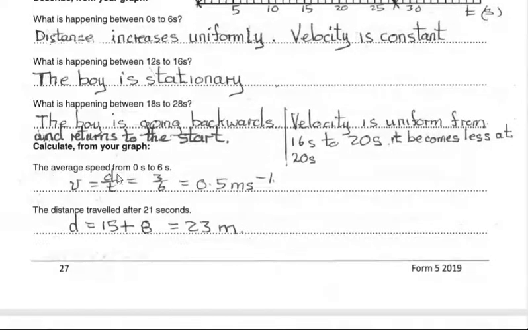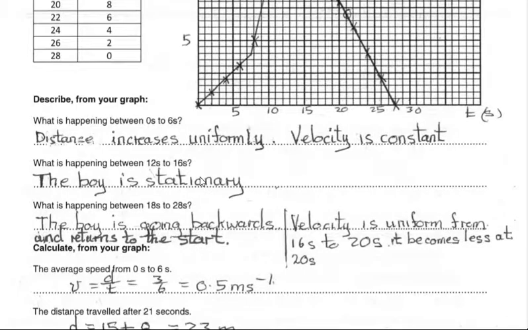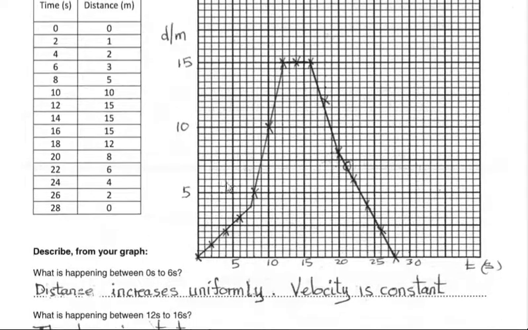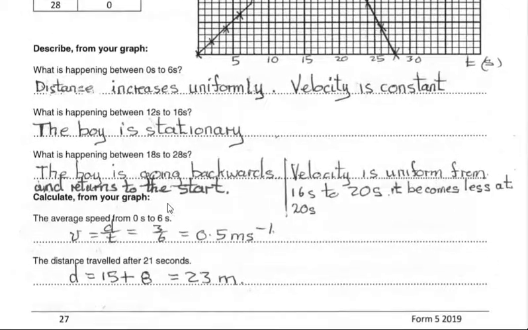Calculate from your graph the average speed from 0 seconds to 6 seconds. So in order to do that, from 0 to 6, we need the gradient of this line. So it's the rise divided by the run. Some people like to remember it like that, or some people like to think, oh, it's the change in the y-axis divided by the change in the x-axis in that given time. This also relates to, in this graph, the distance divided by the time. The change in the y-axis is the distance, and the change in the x-axis is the time. So this gives us 3 divided by 6. That gives us 0.5 meters per second.